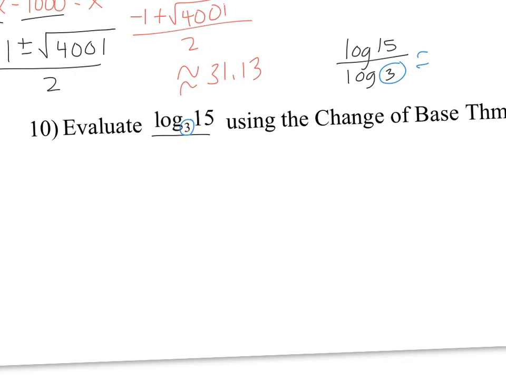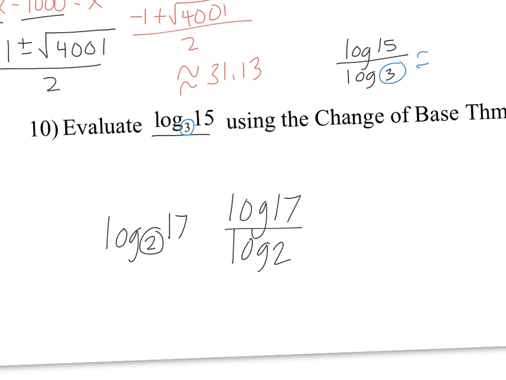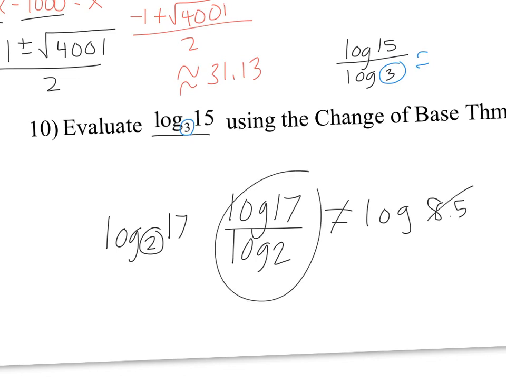It's different. So if you had to do log base 2 of 17, you would put the base on the bottom, so it's log 2, and log 17 is going to be your numerator. So this does not equal log of 8.5. Nope, because you have two logs right here. So put that in your calculator.